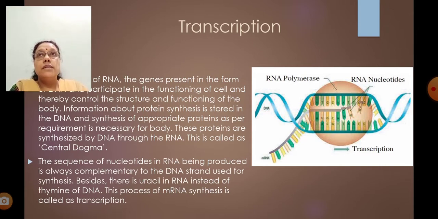You have to learn the term central dogma, its definition also. The sequence of nucleotides in RNA being produced is always complementary to the DNA strand used for synthesis. Besides, there is uracil in RNA instead of thymine of DNA. This process of mRNA synthesis is called transcription. In RNA and in DNA, there is a slight change in the bases: adenine, guanine, uracil and cytosine. Instead of thymine, it is uracil. That is the difference, so you should know. In RNA, uracil is there, but in DNA it is thymine. That's about transcription.